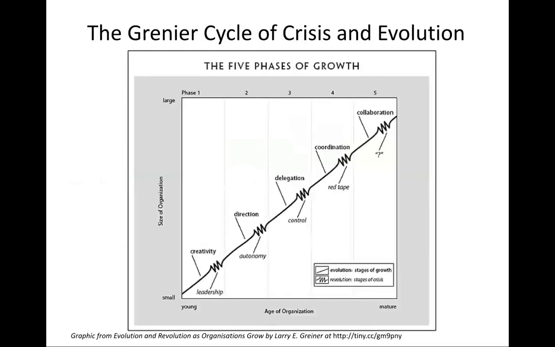The Greiner cycle, from Larry Greiner's article, Evolution and Revolution as Organizations Grow, describes how companies go through cycles of growth and crisis. In the first phase, growing pains, when an organization is growing quickly and becoming more complex since its original entrepreneurial start, the original management loses control and visibility of processes and firefights. So a more formal management structure is required.